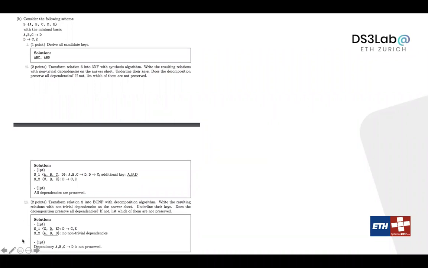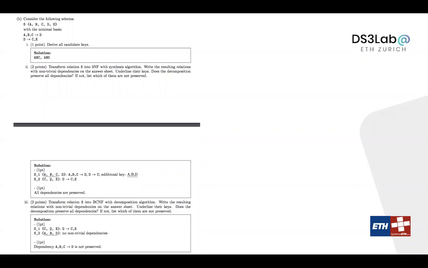And then decompose it into BCNF. Again, go back to the decomposition algorithm. Yes, it's very easy. And also we may ask you whether this preserves all the dependencies, right? So you can think about whether it's really preserving all the dependencies.